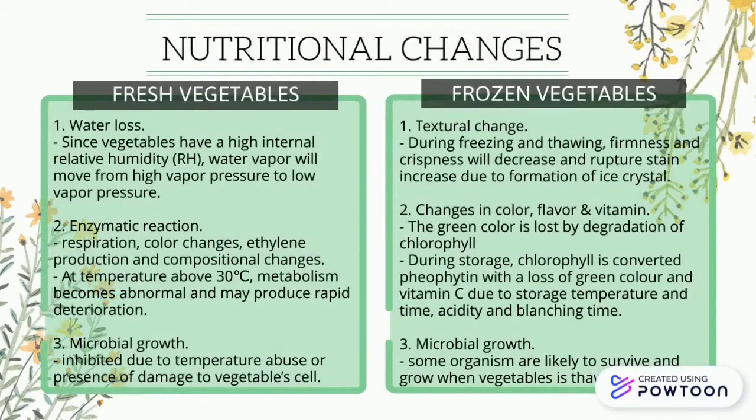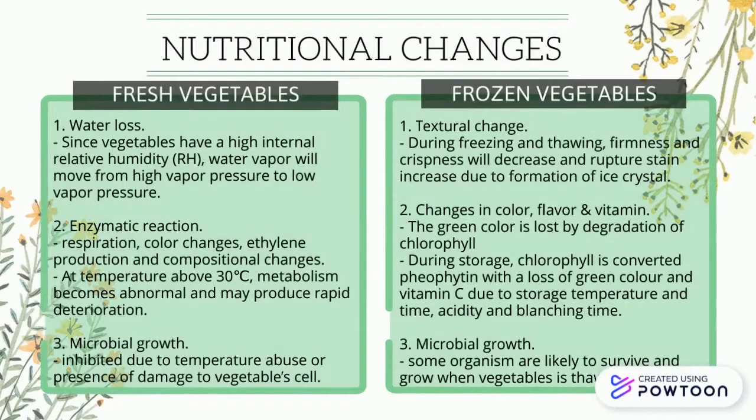Next is enzymatic reaction. The changes in enzymatic reaction may be in terms of respiration, color changes, ethylene production, and compositional changes. Basically, at temperatures above 30 degrees Celsius, metabolism becomes abnormal and may produce rapid deterioration. Microbial growth is also increased due to temperature abuse or the presence of damage to vegetable cells.